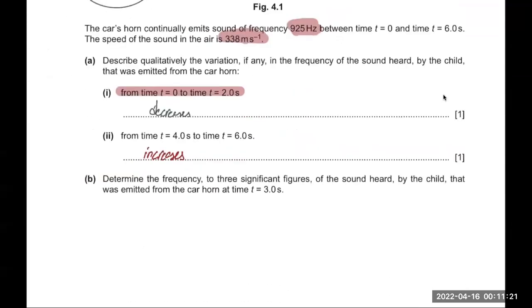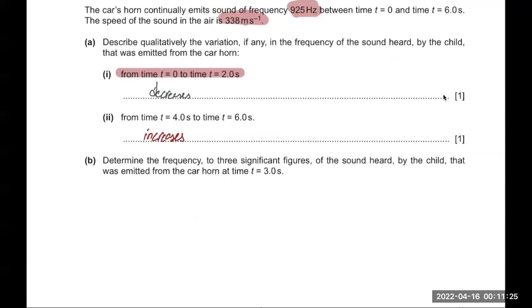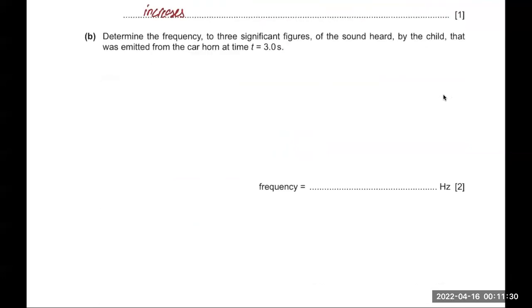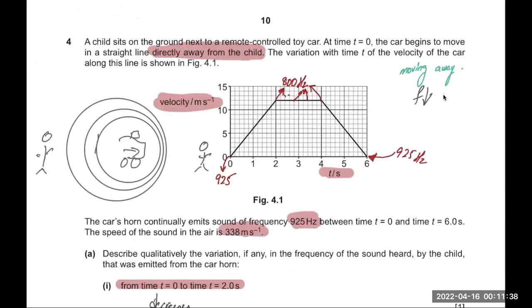Now, moving on, part B says: determine the frequency, to 3 significant figures, of the sound heard by the child that was emitted from the car horn at time t equals 3 seconds. At t equals 3, the speed with which the toy car is moving is 12 meters per second.